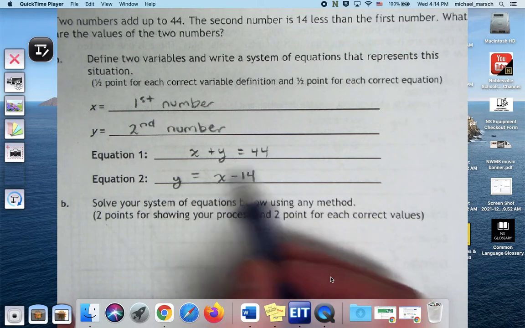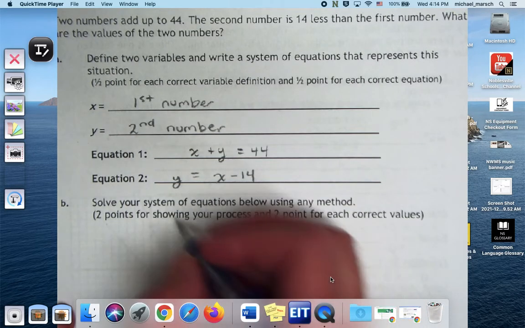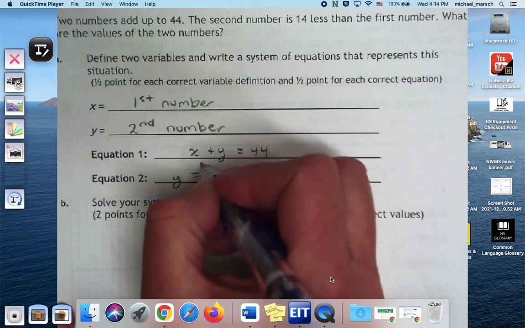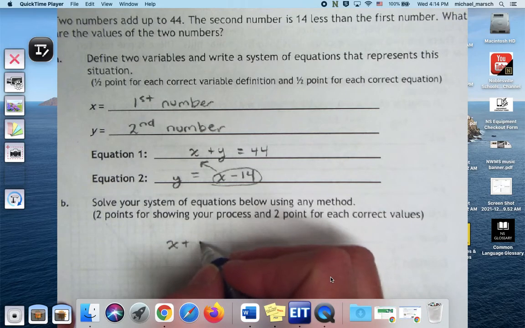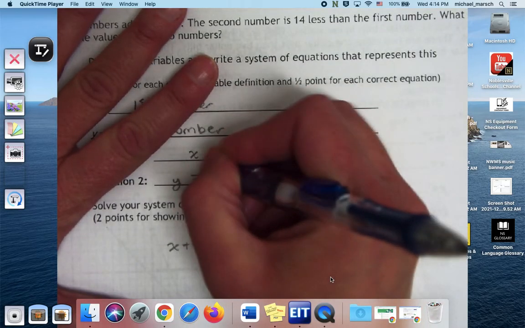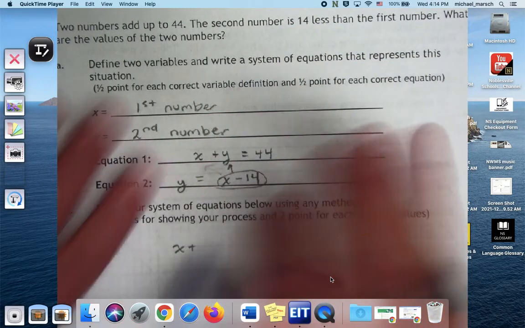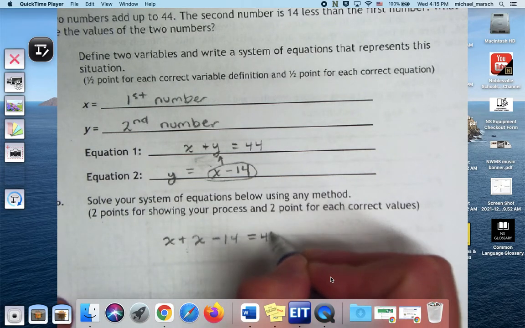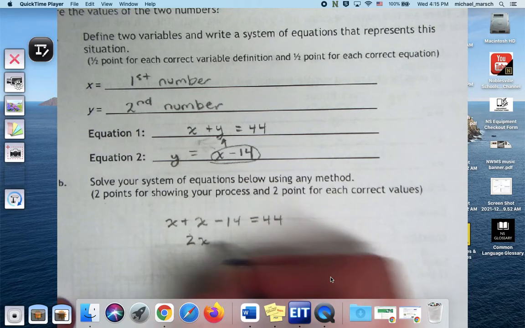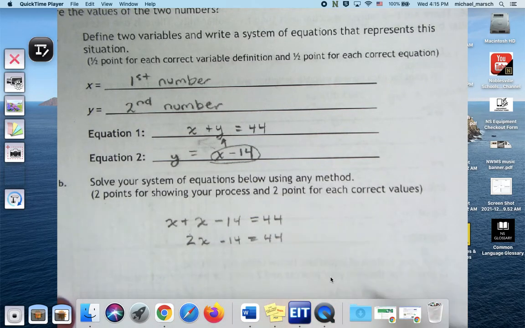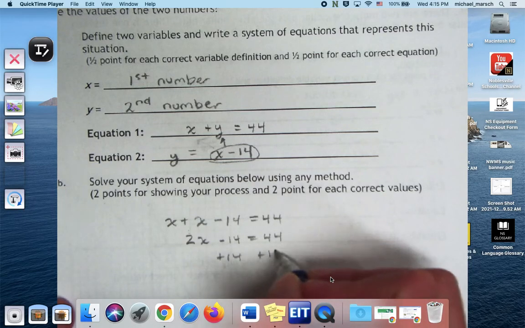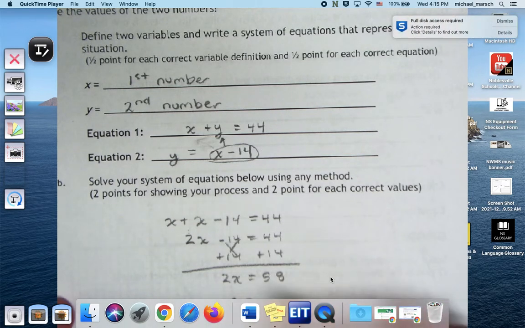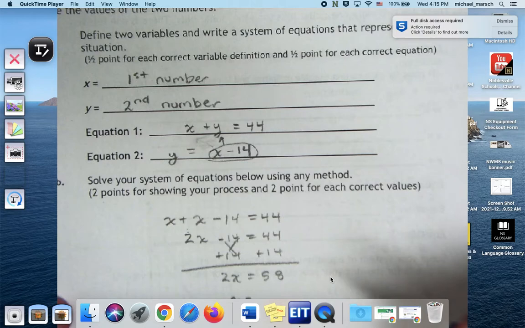I already have this done in substitution, like I could substitute that pretty easy. So I'm going to take this and put it here. So x, excuse me, not there. I'm going to put it where the y was, because it's x plus x minus 14 equals 44. So I now have 2x's minus 14 equals 44. Add the 14 to both sides. 2x equals 58. X will equal 29.